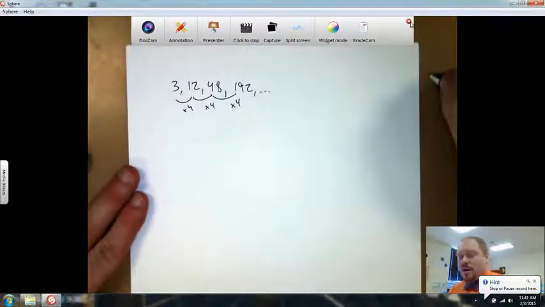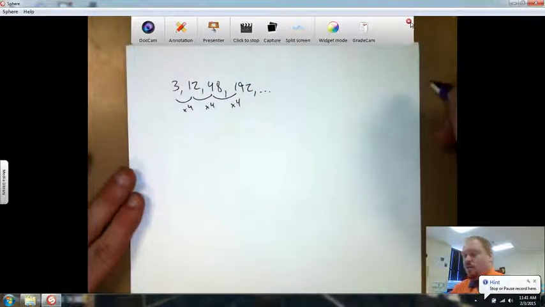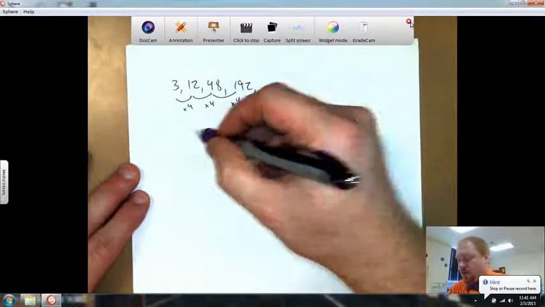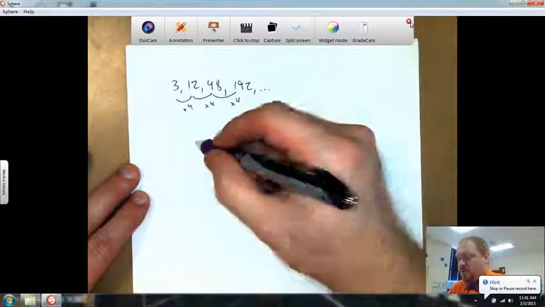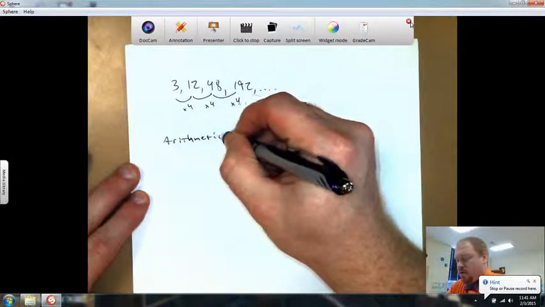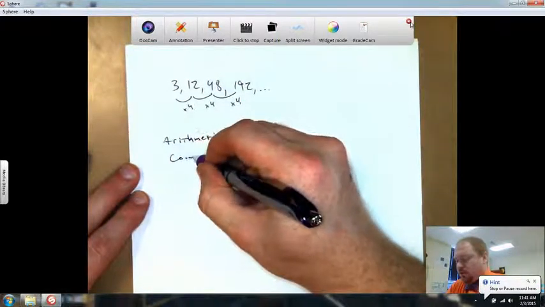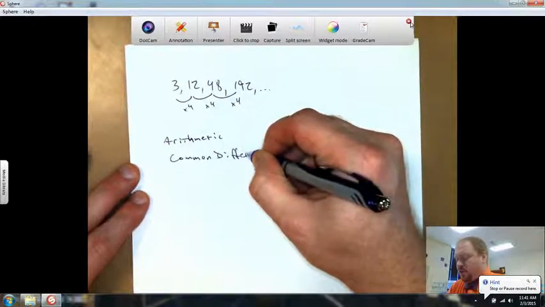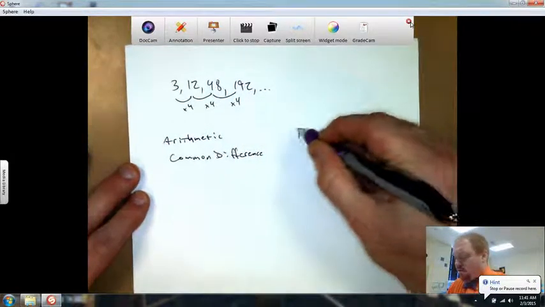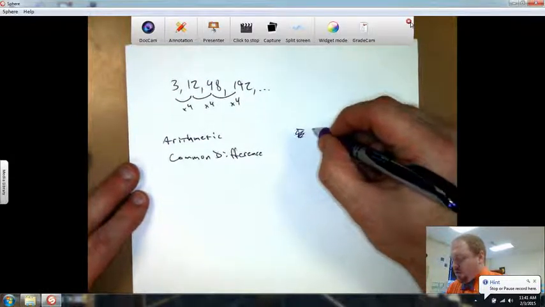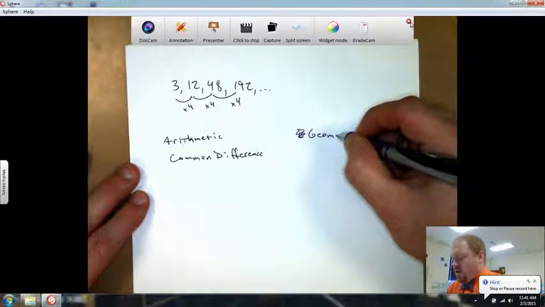In an arithmetic sequence, what you add each time is called the common difference. In a geometric sequence, this is called the common ratio. For arithmetic, it's common difference. For geometric, it's called the common ratio.